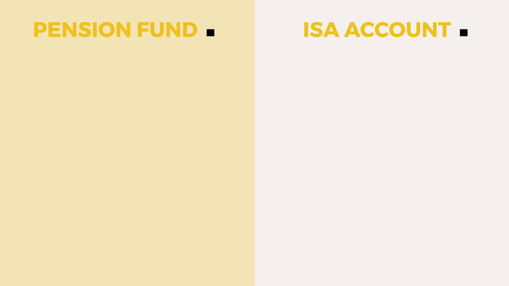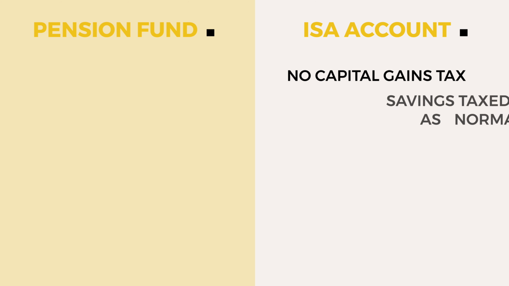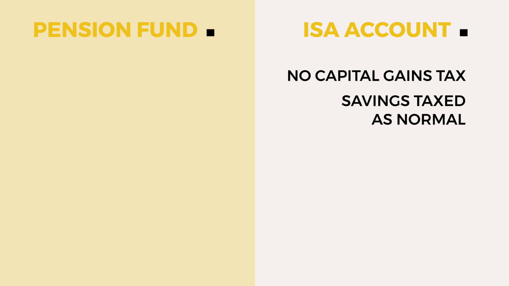In an ISA account, you do not pay capital gains tax, which means that whatever money you earn or gain in your investments in an ISA account is tax-free. However, the money that you put into the ISA account is taxed as normal. So you will receive your paycheck, you will pay taxes on whatever income you have, and then you can save that amount of money that is left into an ISA account.